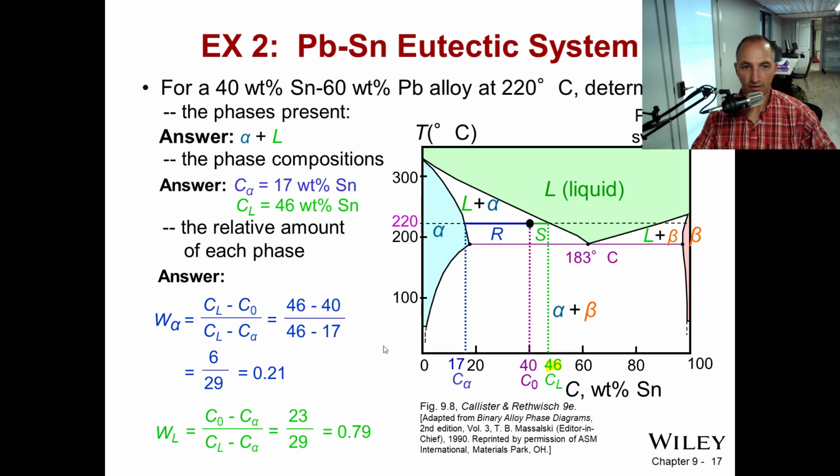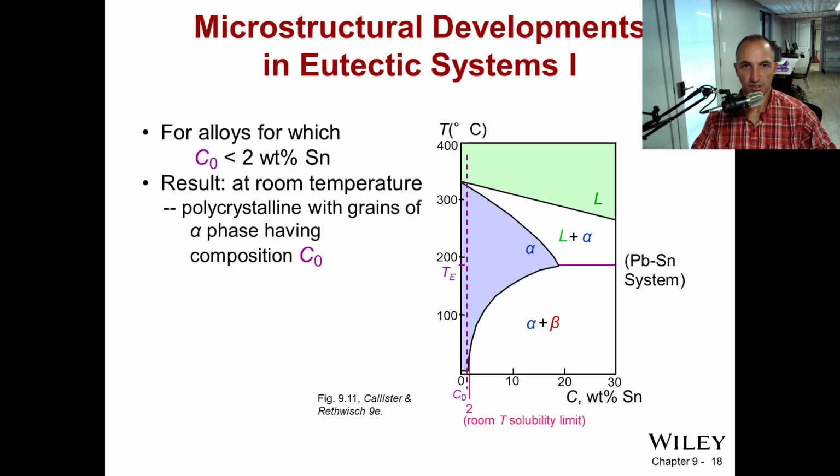So there we have the weight percent. So we've answered all three questions for example 2. Now we're going to look at the microstructural developments in a eutectic system. We're going to start out looking at a very, very small weight percent of tin. So at room temperature, you have polycrystalline with grains of alpha phase. Here we start out with 100% of liquid, and as we cool, we start to get some alpha.